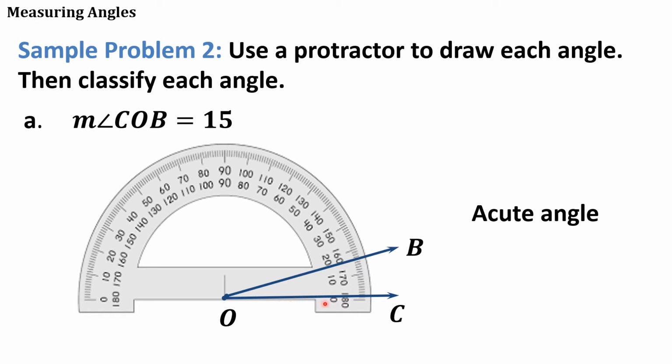So I just put it here. I just measure from 0 to 15, and that will be a number between my 10 and my 20. And that is where I put that ray. And because it measures less than 90 degrees, it's going to be an acute angle. Acute angle, sorry.